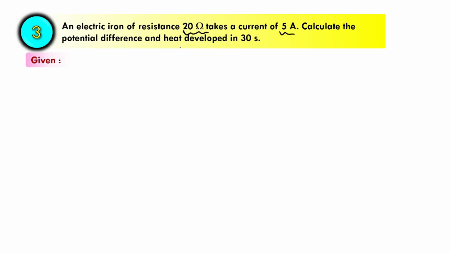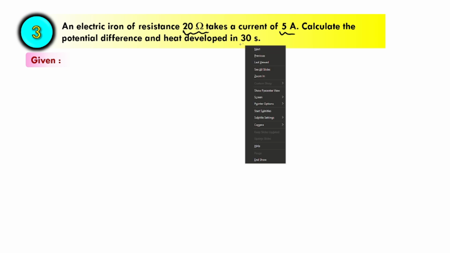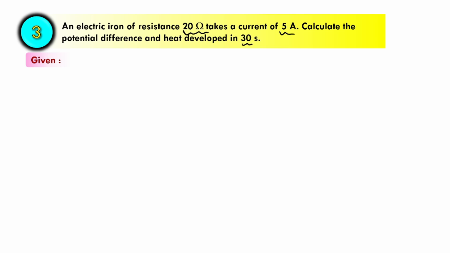Calculate the potential difference in the heat developed in how many seconds? It is 30 seconds. So what's given to you? You are given the current. Current is 5 amperes. And what about the resistance and time? The time given is 30 seconds and the resistance R is equal to 20 ohms.